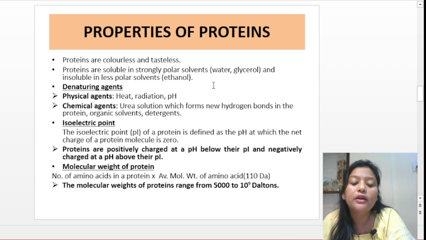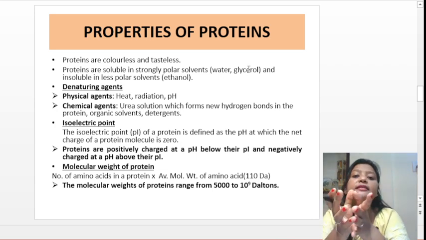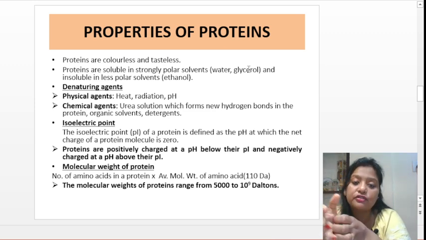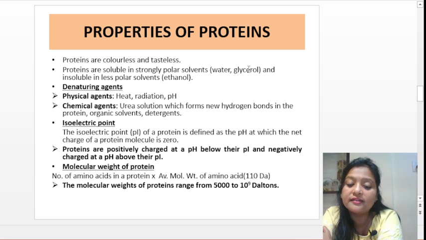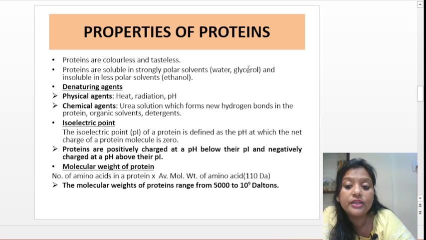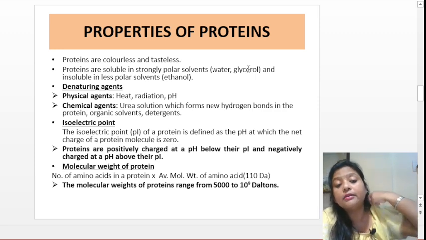Now, denaturing agents. Proteins can be broken down. They can be denatured by some agents. These agents may be physical agents such as temperature, heat, and pH. But the agents may also be chemical, such as urea. Then there are some detergents. So they are all chemical denaturing agents.